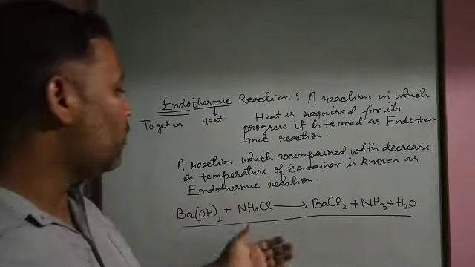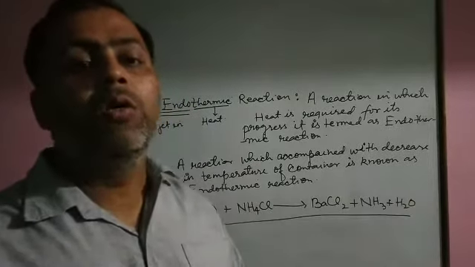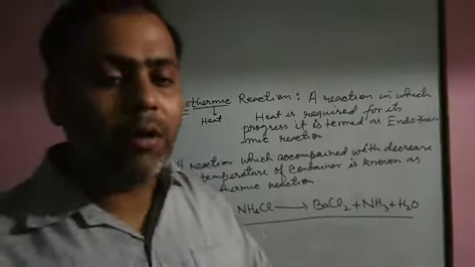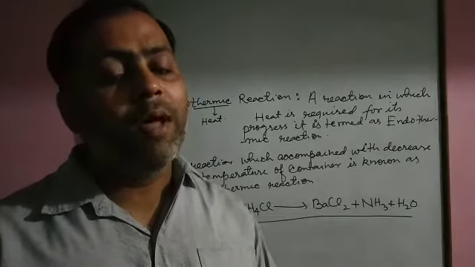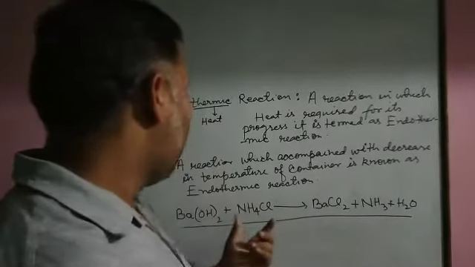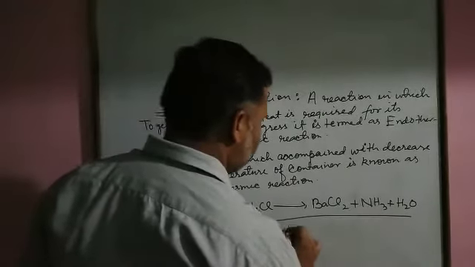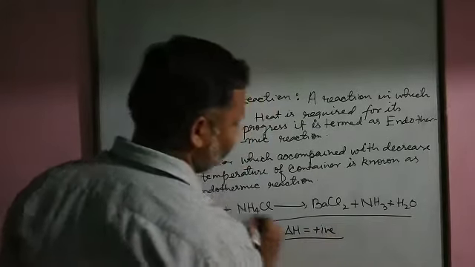It means when we add barium hydroxide to ammonium chloride, it will form barium chloride, ammonia and water. Together, there will be decrease in the temperature of the container. Why? Because when the reaction progresses, it will absorb heat from the container. When it absorbs heat from the container, then there will be decrease in its temperature, and it is termed as endothermic reaction. In endothermic reaction, the heat or the enthalpy is represented by delta H, and it is represented as positive. Clear?